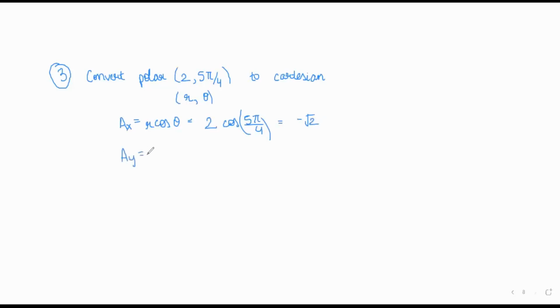Similarly, ay will be r sin theta, which is 2 sin of 5 pi by 4, and on calculating this, we will get minus root 2. So x comma y, or ax comma ay, is minus root 2, minus root 2.